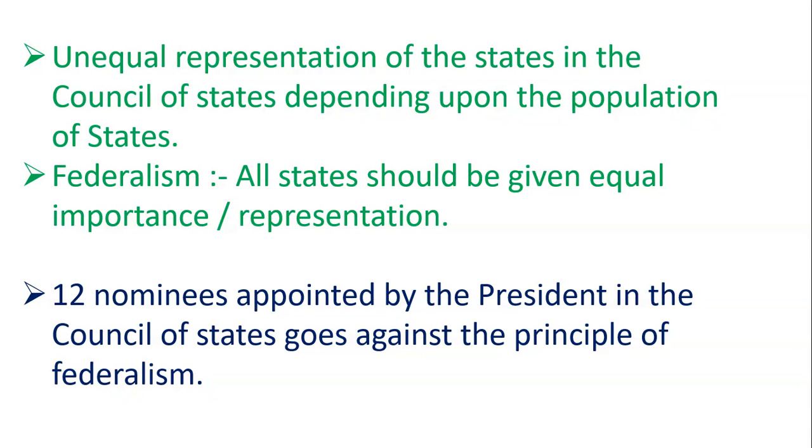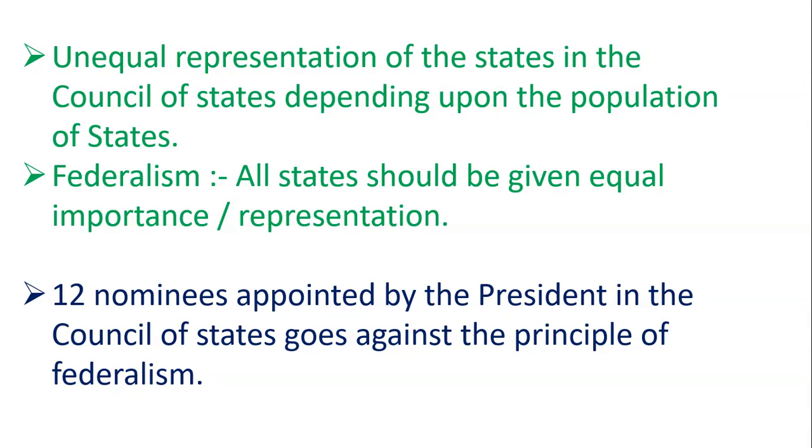So what happens in Rajya Sabha? There is no equal representation for the states, meaning there is unequal representation for the states. And this unequal representation is based on the population of the states. So what does it mean? It means that more seats are allocated to the states which have more population, and fewer seats are allocated to the states which have less population. So more the population, more the seats in Rajya Sabha; lesser the population, fewer the seats in Rajya Sabha.